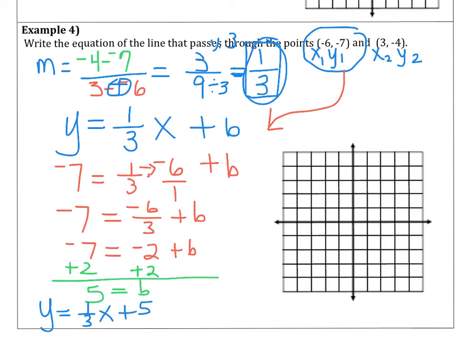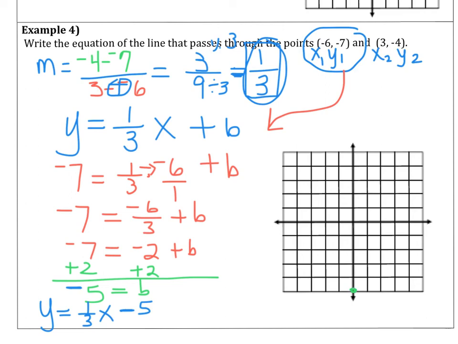Now you want to graph. Whoops, this should be a -5 right here. Glad I just noticed that. So we're going to change that to a minus, because -7 plus 2 is -5. To graph this, we are going to start on the y-intercept. What's the y-intercept here? -5. So we're going to plot that point on the y-axis, -5.